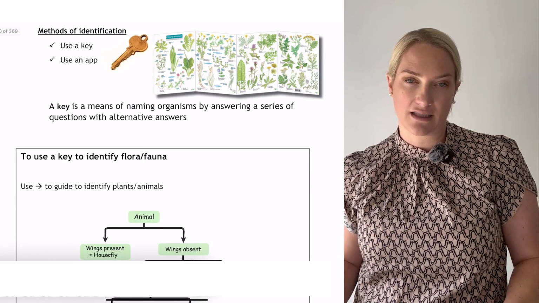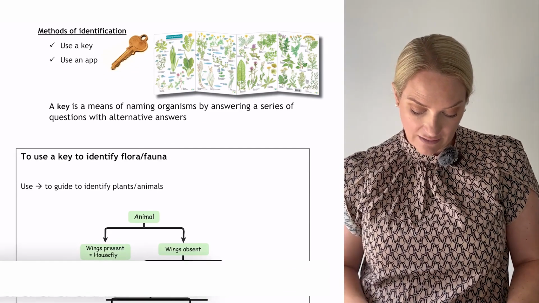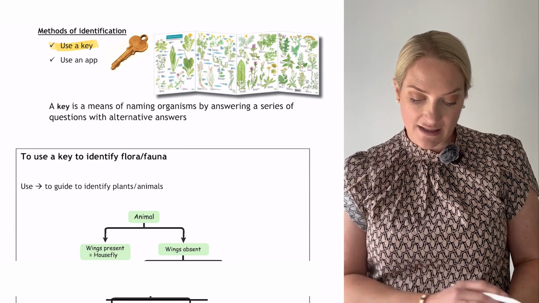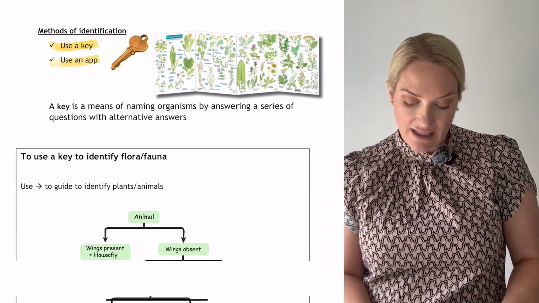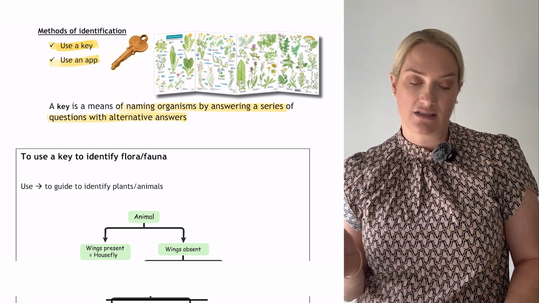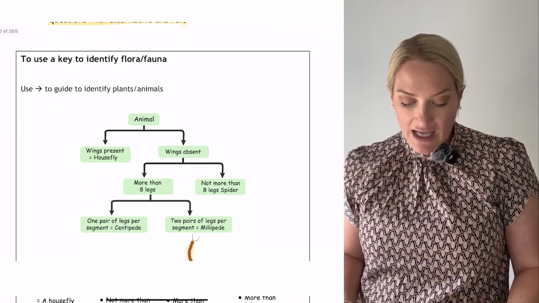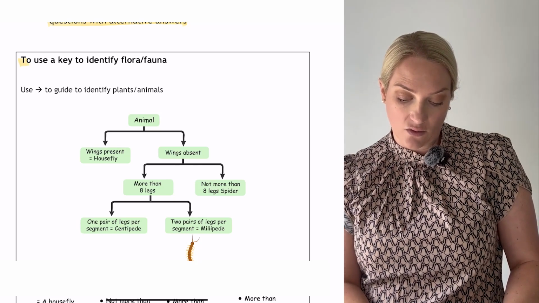Now, if we're asked to identify an animal or plant and we don't know how to, what you can use is a key. Recently, when this is asked, they also accepted an app. There are apps out there. So what is a key? A key is a means of naming organisms by answering a series of questions with alternate answers. So they have asked before to draw a key to identify a flora or fauna.